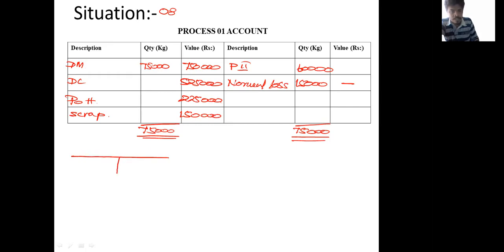Okay, so scrap account, this is a cost account. Process 1 account credit, scrap account debit 150,000. It's a payable expense. Now we can identify the cost of unit processed.